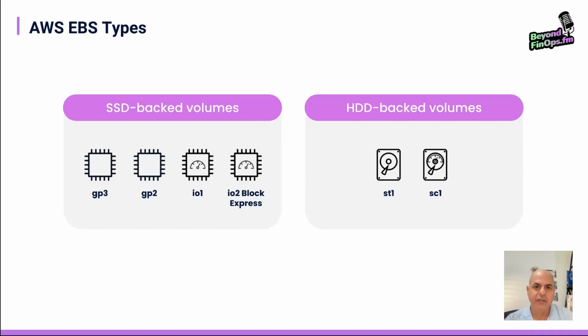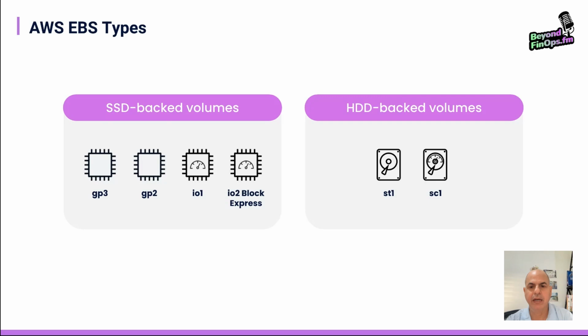Now, there are various types of EBS volumes. We have two categories: SSD backed volumes and HDD backed volumes. SSD are more transactional. Those are actually flash drives that are connected to our EC2 instances. Much better fit for I/O intensive workloads, read and write operations on the volumes.